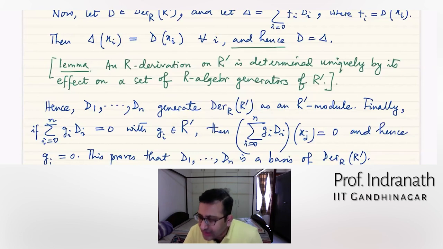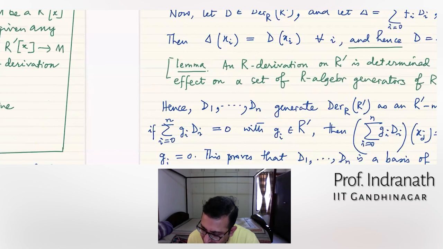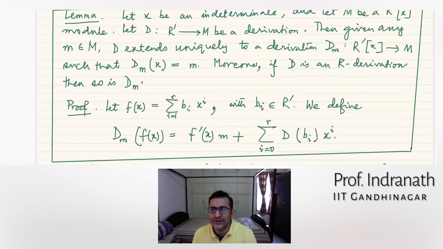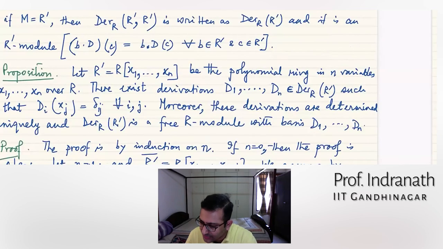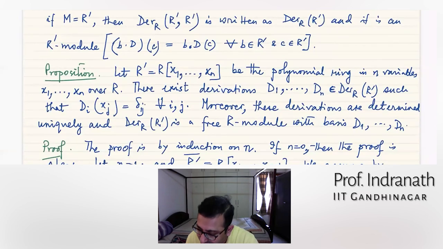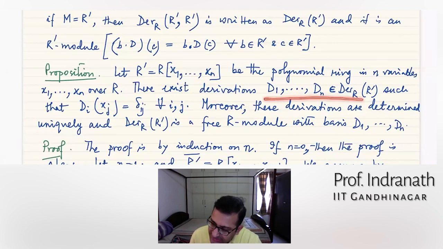Okay, so how does this help? This is very, very important. How this helps is the following. So what have you proved really? If you just go through it, you will understand it's not a big deal, but it really says a lot of things. So if you have this polynomial extension, then you can actually have derivations which are just taking these variables to one and the others to zero.